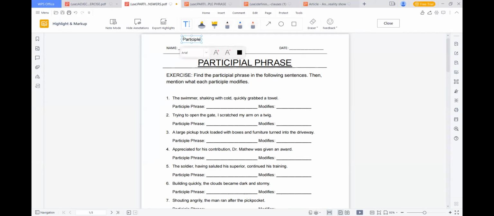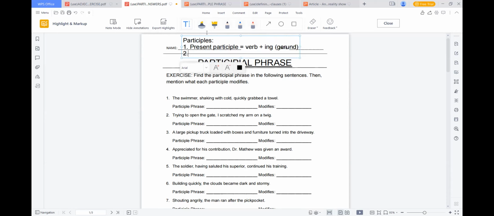There are different types of participles. One is called the present participle. Present participle means a verb plus ing. We call it present participle. Sometimes we also call it gerund.